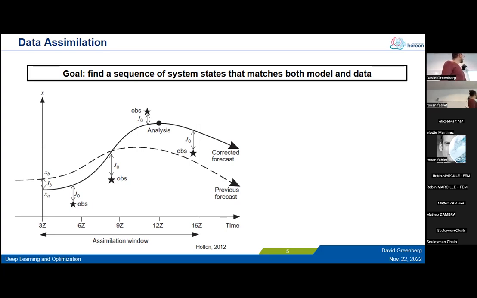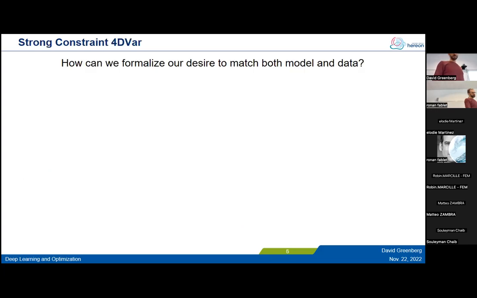And we want to find the initial condition which matches our prior assumptions as well as our observations. And then having done so, we should get a good match to observations that we have. And then if we carry the simulation further in the future, we hope to get a good match to observations we don't have yet. So that would be analysis and forecast.